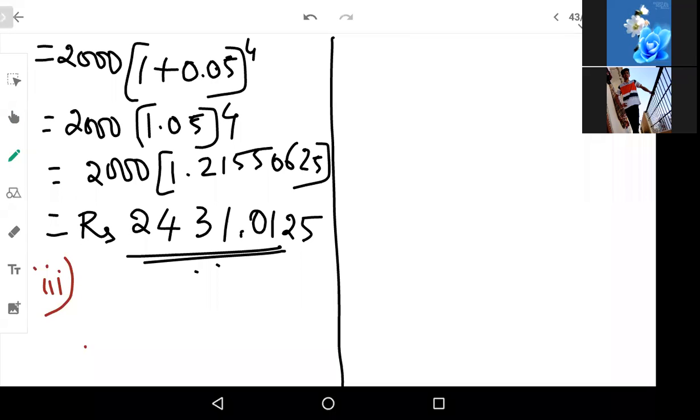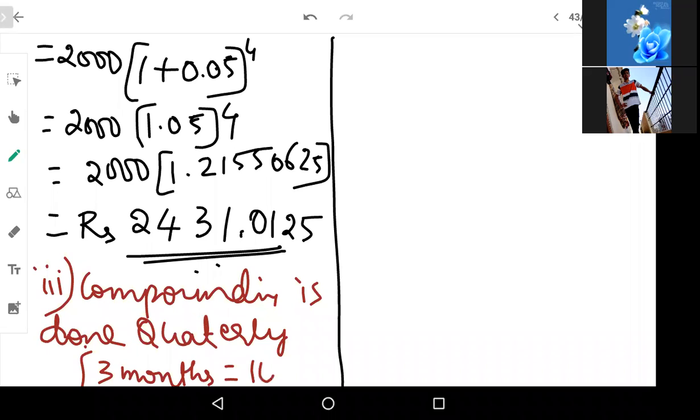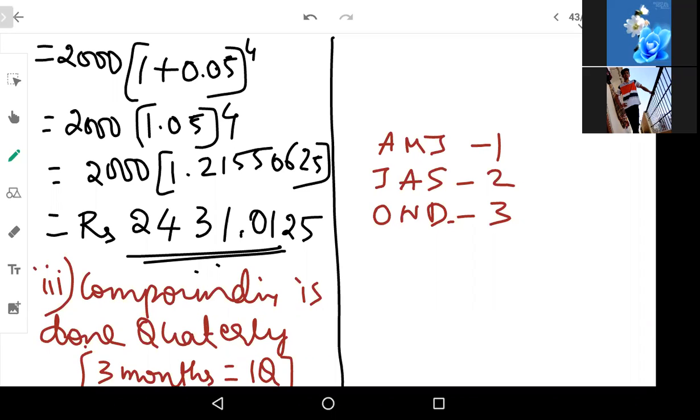Quarterly means 3 months once. Okay. So, compounding is done quarterly. In bracket, you can write 3 months is equal to 1 quarter. So, April, May, June is 1 quarter. July, August, September is another quarter. October, November, December is one more. January, February, March will be another quarter.